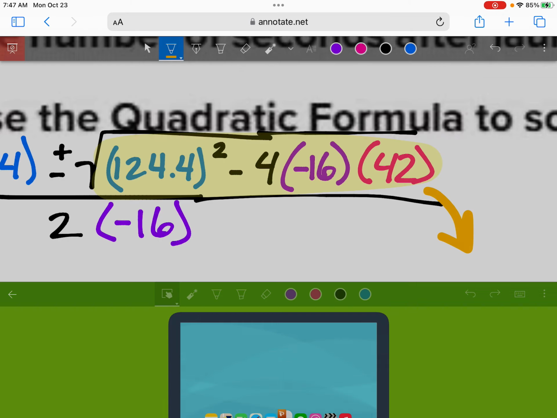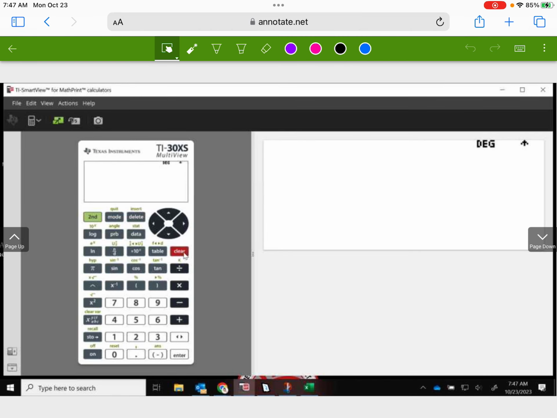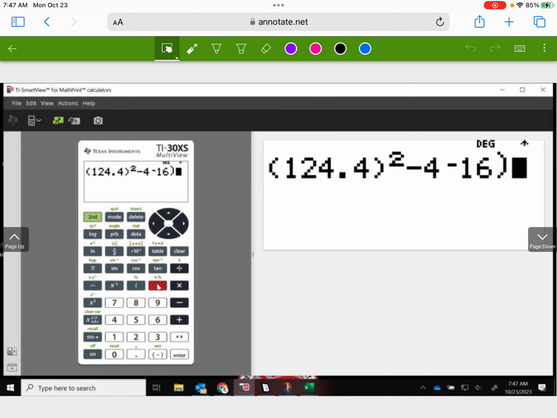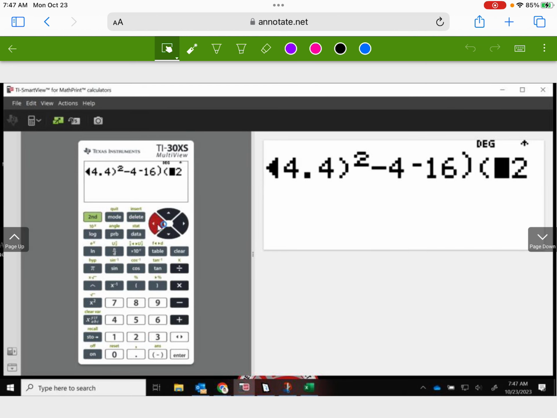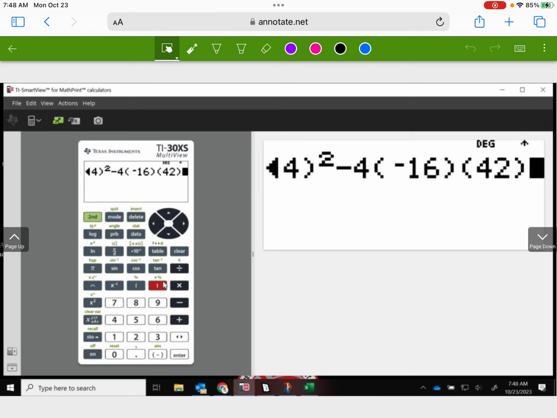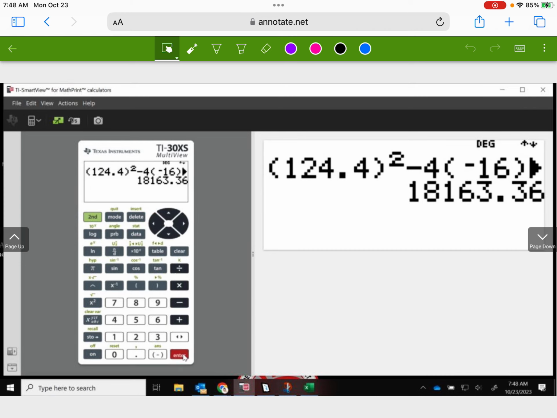So I'm going to take this piece under the radical. I have to clear my screen. So I have 124.4 squared minus 4 times negative 16 times 42. Oop, I missed in parentheses. There we go. It's much easier to look at things like this and fix and edit here than it is to do the whole gargantuan thing at once. So we get a really, really gross number. 18163.36.